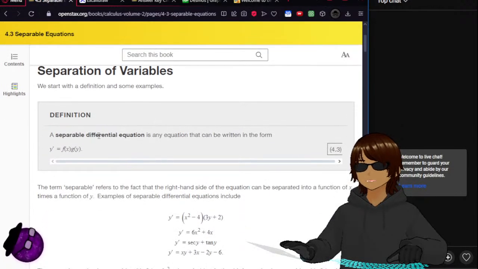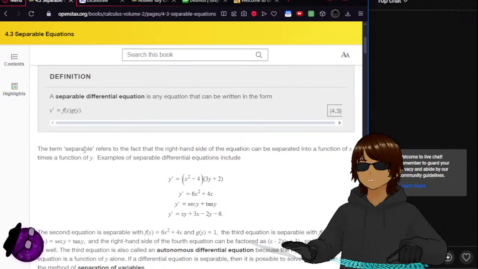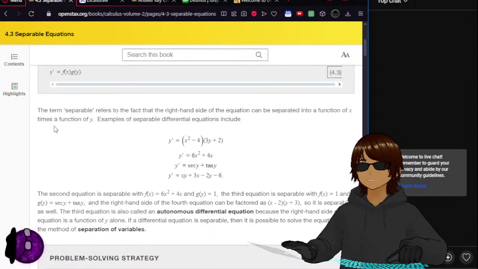A separable differential equation is any equation that can be written in the form derivative of y is f of x times g of y. The term separable refers to the fact that the right hand side of the equation can be separated into a function of x times a function of y.